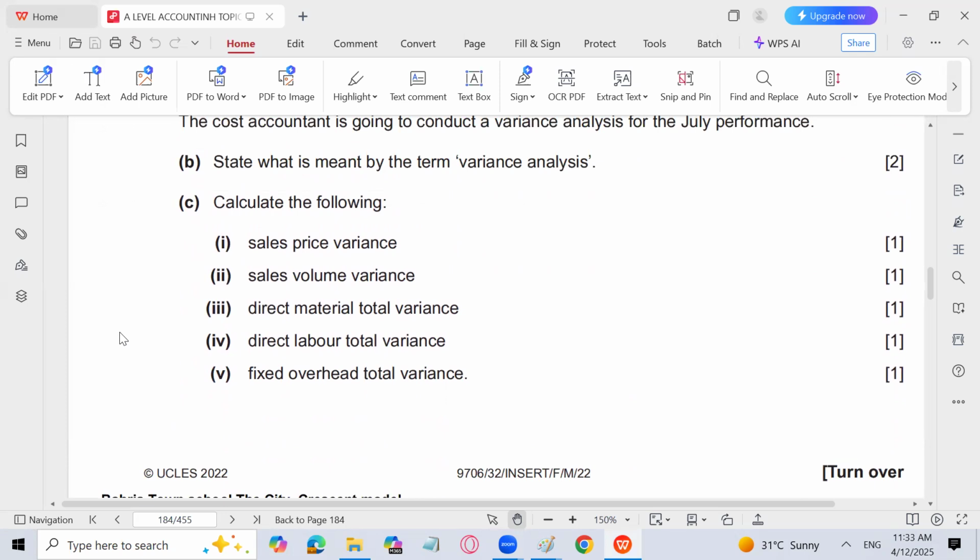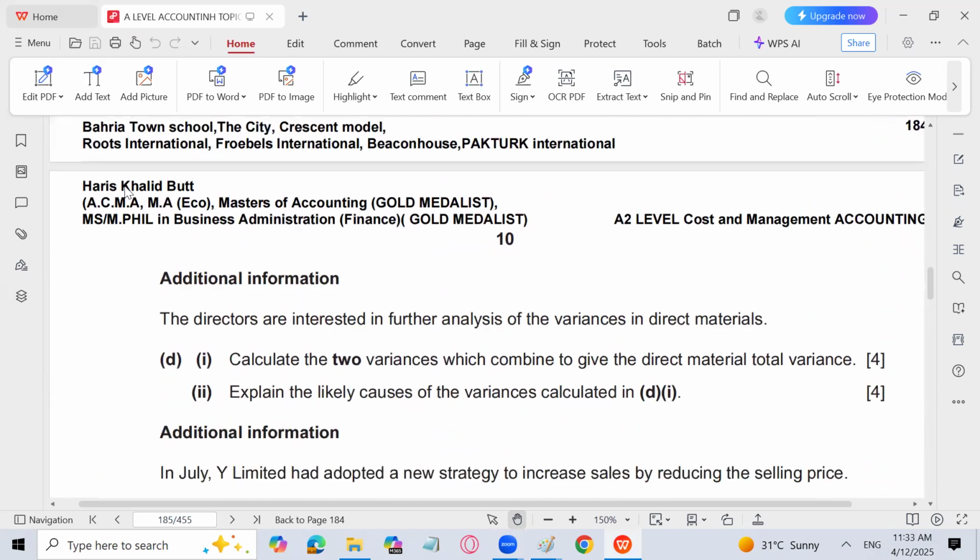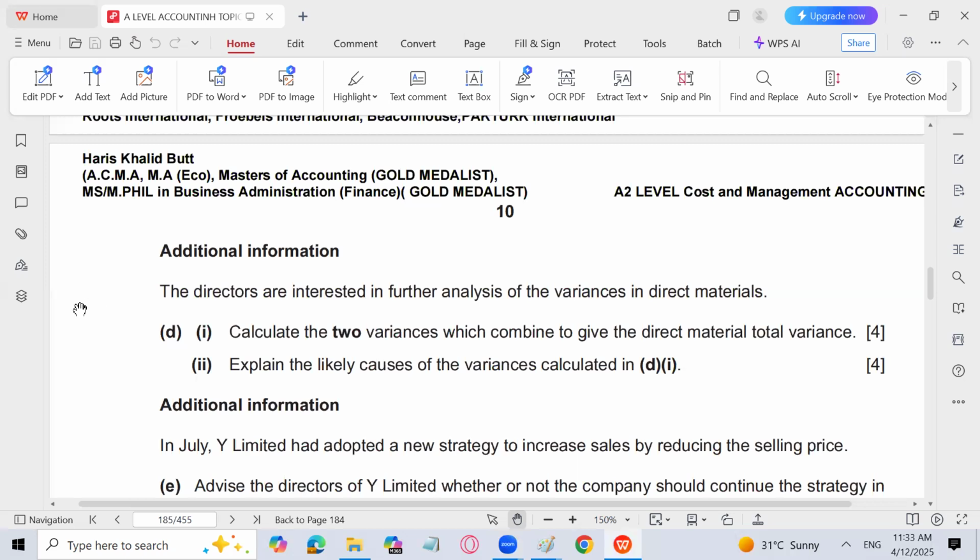We are done with the material variances also. I have calculated material price, material usage, and total material variance. Always remember that material price and material usage variance is required, but in D part. It was required actually, but we are already done with that, right?